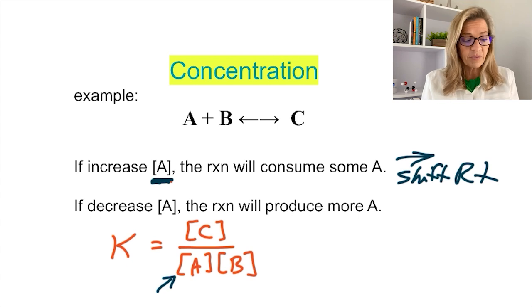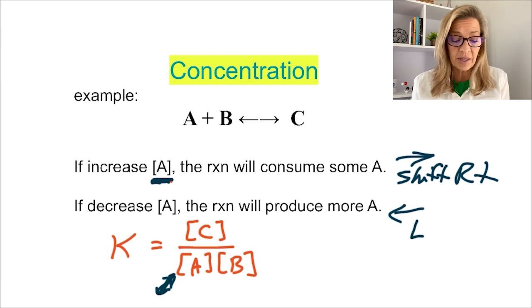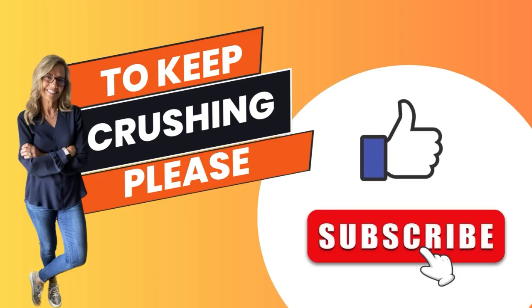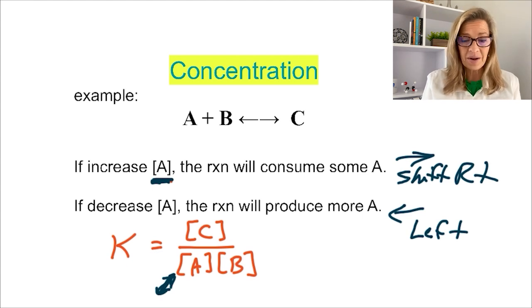And similarly, if we decrease A, let's say we remove some A from the system, what happens? Well, our denominator is too small, right? So we've got to make some more A. And so the system is going to shift to the left to make more A. So that's how you can determine a response to a change in concentration. Hey, systems will come to equilibrium. It may take a little while, but they will get there.